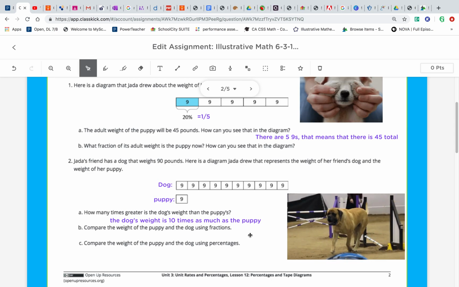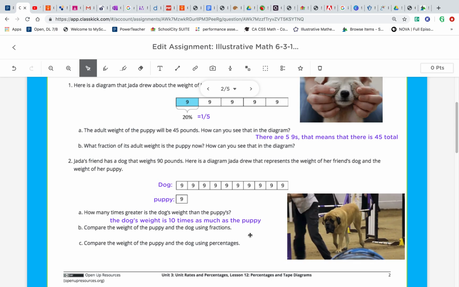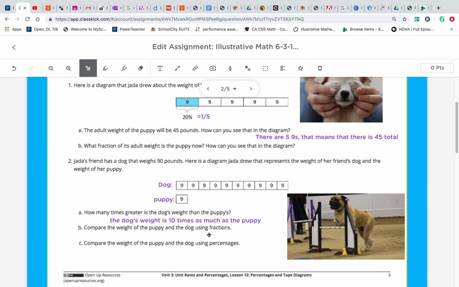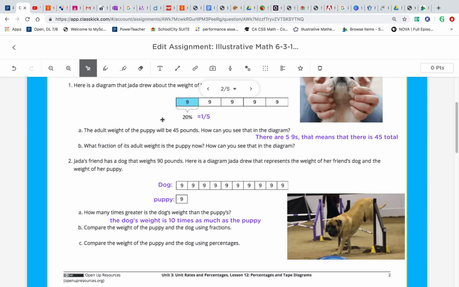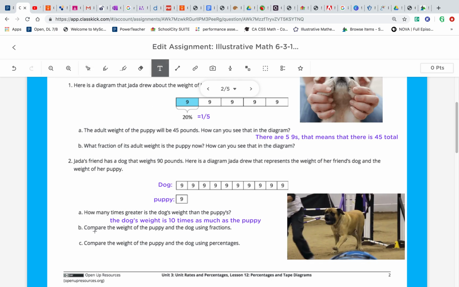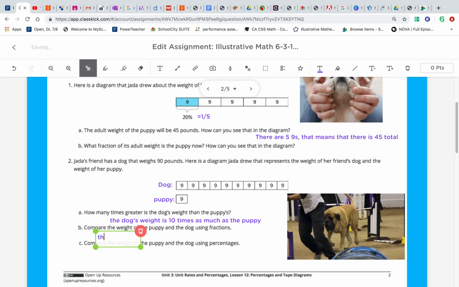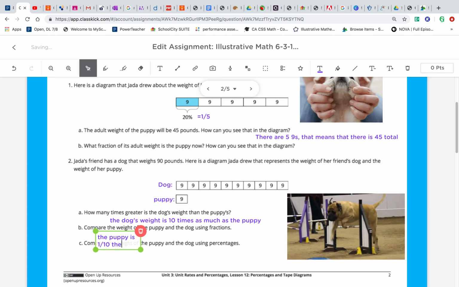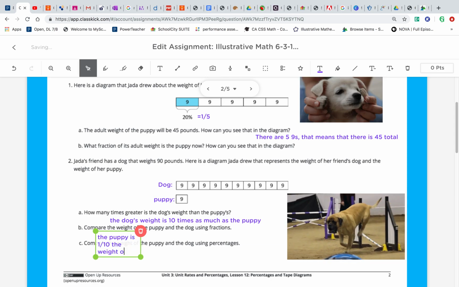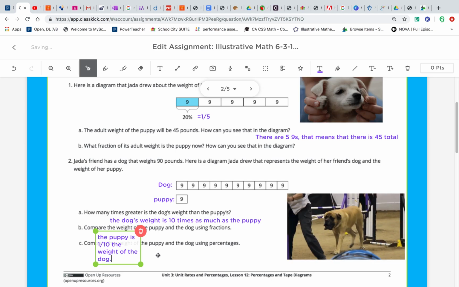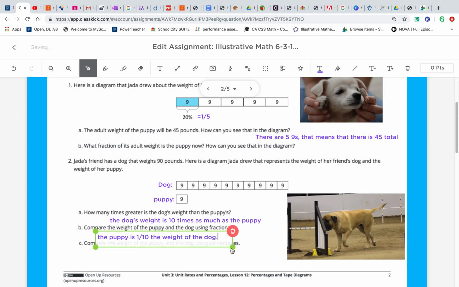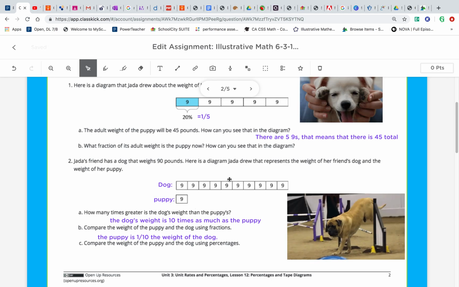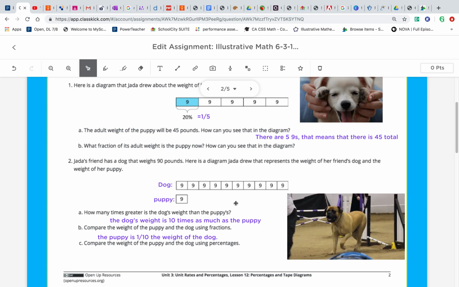Compare the weight of the puppy and the dog using fractions. If the dog's weight is 10 times as much as the puppy, then if we compare the puppy to the dog, the puppy would be 1/10. So the puppy is 1/10 the weight of the dog. You can see that right here. It's just 1 of these blocks compared to 10 for the dog, so it's 1/10.